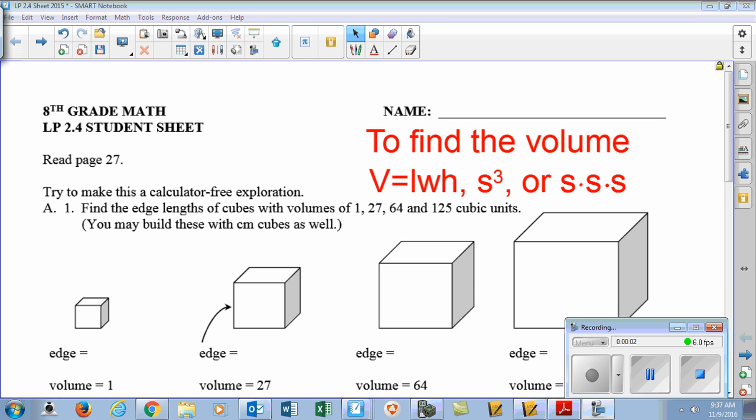All right, today we are going to get into cubic roots, and we're going to talk about the difference between a cubic root and a square root.